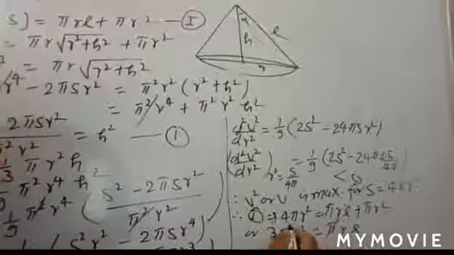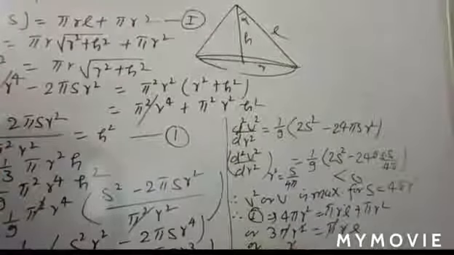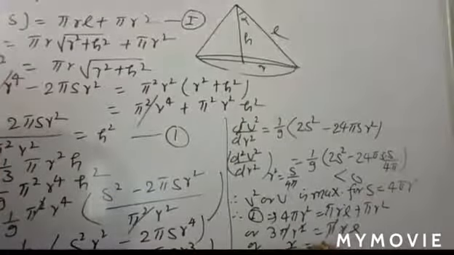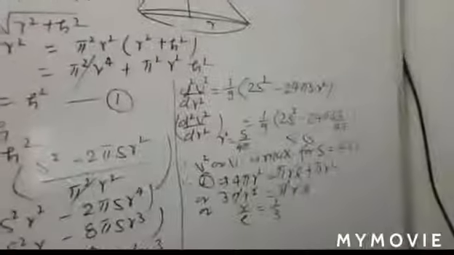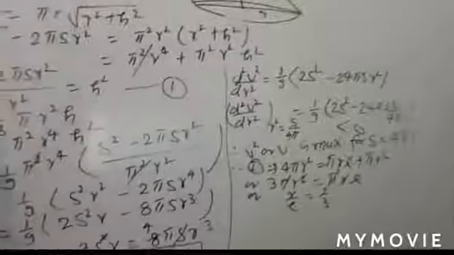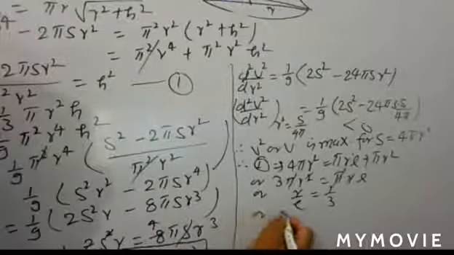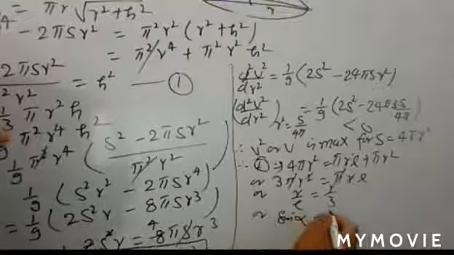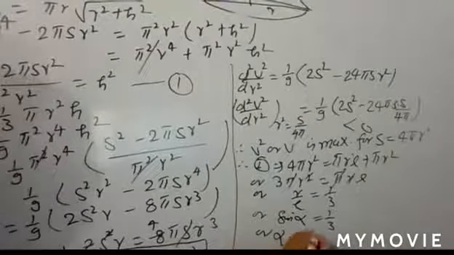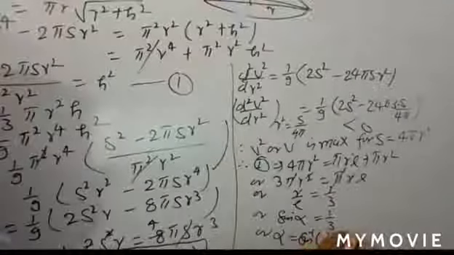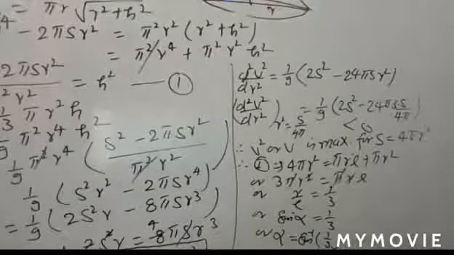Pi and pi cancel out, one power of R cancels out, and you have R upon L equal to 1 by 3. Just see, with the help of the triangle, the value of R upon L is equal to sine alpha. So sine alpha is equal to 1 by 3, so alpha is equal to sine inverse 1 by 3. That is your result. Note it.